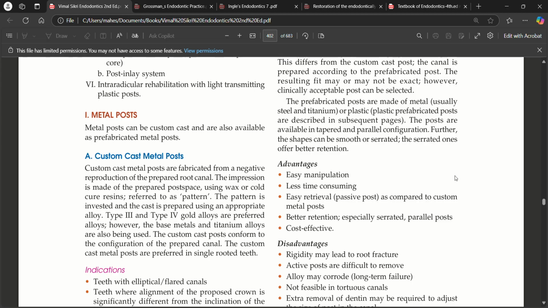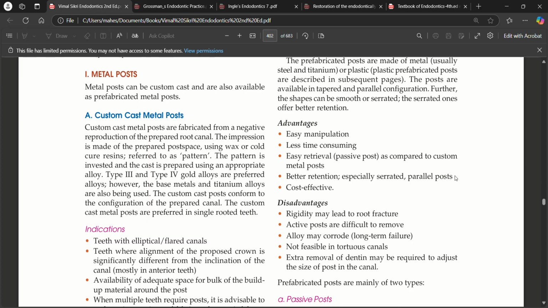Then the impression is made of the prepared post space using wax or cold cure resins, referred to as pattern. The pattern is invested and the cast is prepared using the appropriate alloy. Type 3 and Type 4 gold alloy are the preferred alloys. However, base metal and titanium alloys are also being used. The custom cast posts conform to the configuration of the prepared canal. The custom cast metal posts are prepared in single rooted teeth.